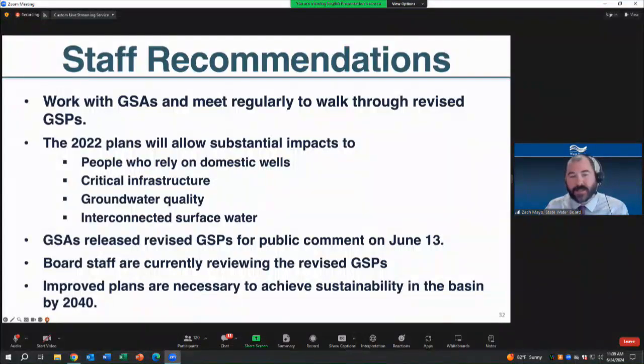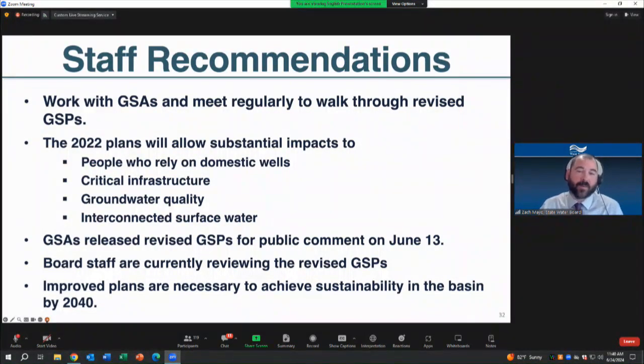The plans would allow substantial impacts to critical infrastructure due to land subsidence, or the sinking of land due to pumping. There would be significant impacts to water quality and potential depletions of interconnected surface water. Moreover, and importantly, the 2022 plans will not achieve groundwater sustainability by 2040, as they currently allow overdraft to continue beyond 2040.